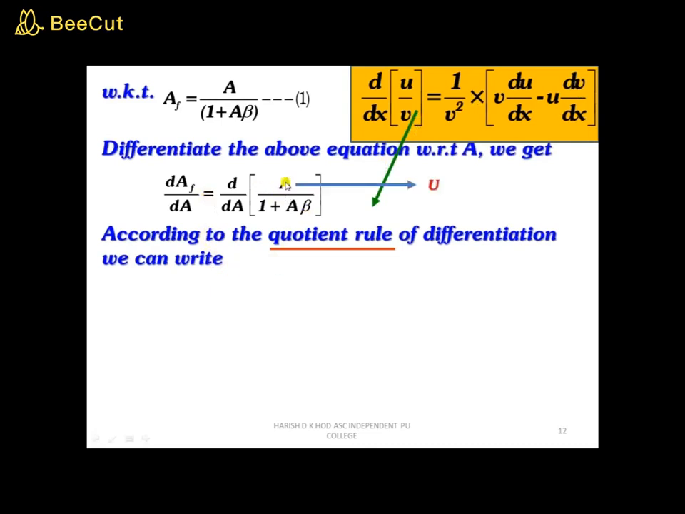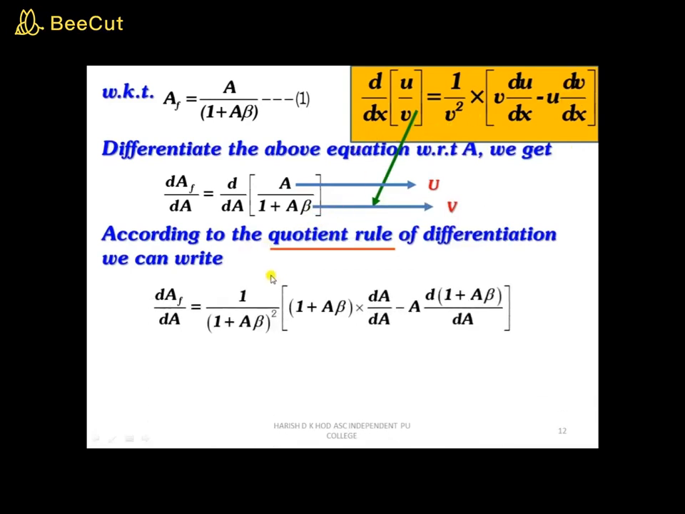So here, to differentiate, I am going to consider A as U and 1 plus A beta as V. Then let us apply quotient rule. So then we can write it as dAF by dA is equal to 1 by denominator square, 1 by V square, that is 1 by denominator square.